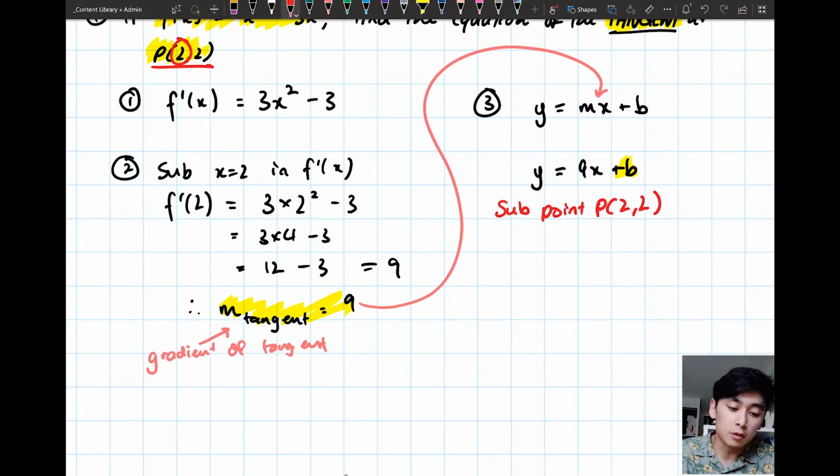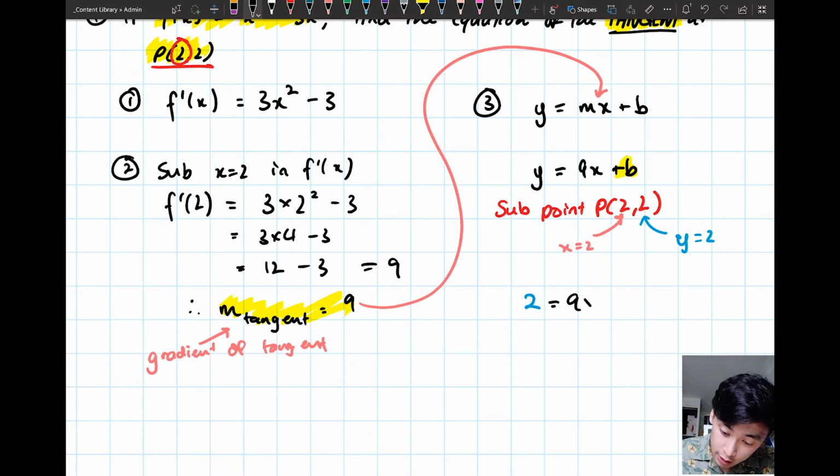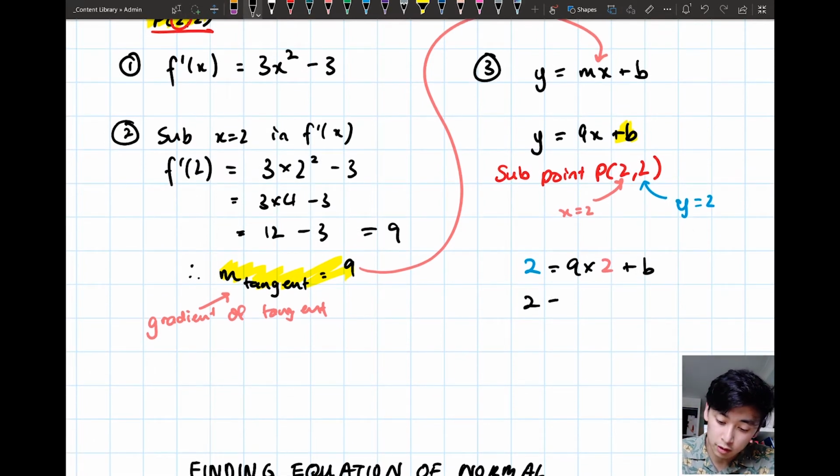So I want to substitute x is equal to 2 and also y is equal to 2 from my point into my equation. So I'm going to have 2 is equal to 9 times 2 plus b. So there we go. This becomes 2 is equal to 18 plus b, and therefore b is equal to minus 16.